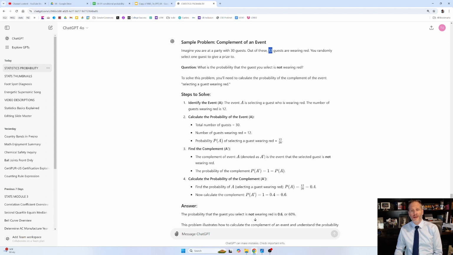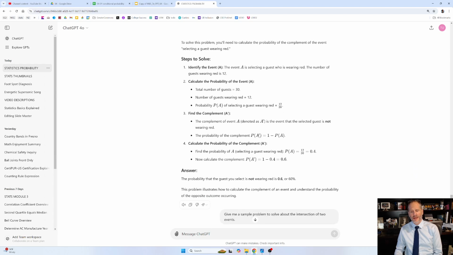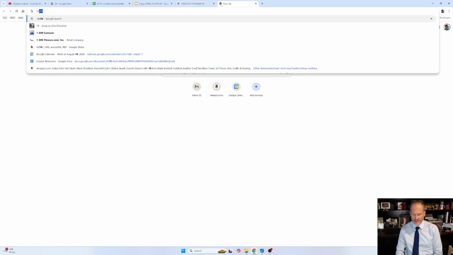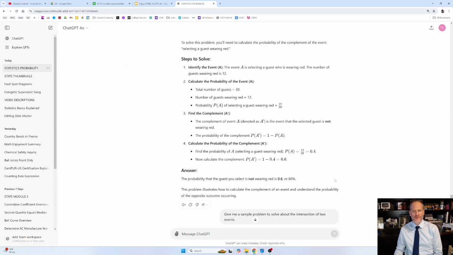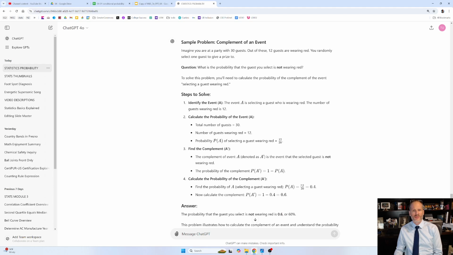So the complement of a guest wearing red, so if the sample space is all of the guests and we have the probability that 12 are wearing red, 12 out of 30, the complement of 12 out of 30 wearing red is 18 out of 30, and 18 out of 30 is 0.6. So if we come over here and we do 18 and we divide by 30, we get 0.6, right? Which is 60%. So 60%, right? It's 60%. And so here's how ChatGPT explains that.